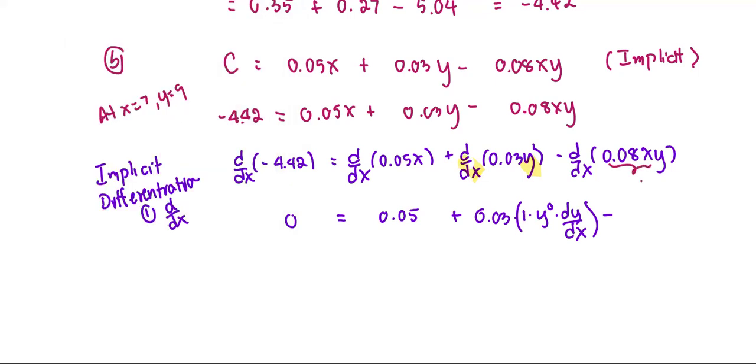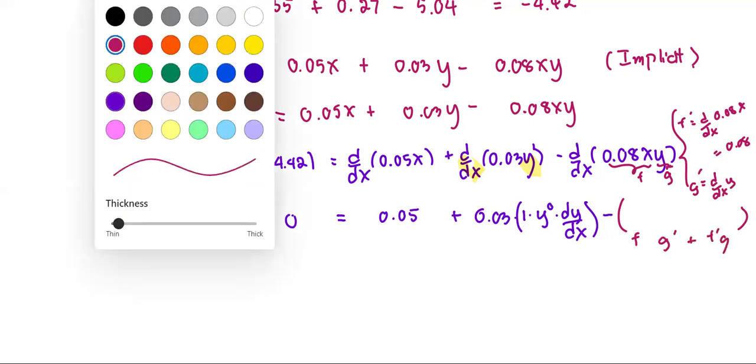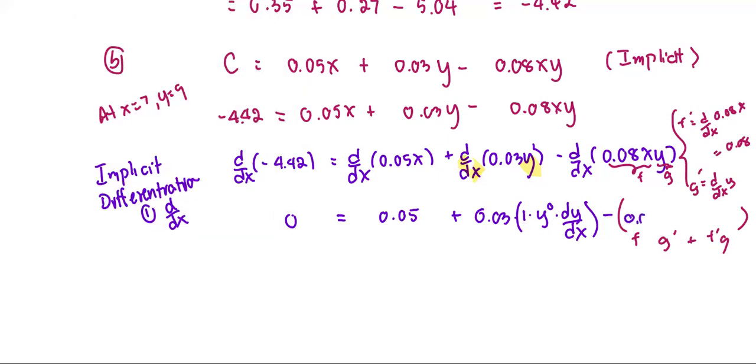I'm going to treat this as the function f and the second part, which is the y, as a function g. That means the f prime, which is the derivative with respect to x of 0.08x, is going to be 0.08, where the g prime is going to be the derivative with respect to x of the y. Put in the product rule formula: f times g prime plus the f prime times g. In here, we're going to have the f, which is 0.08 times x, the g prime is dy by dx, plus the f prime, which is 0.08 multiplied by g.